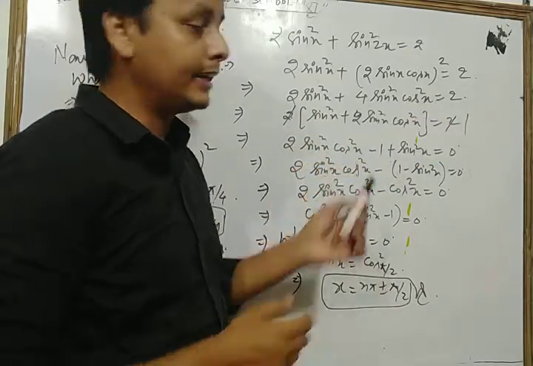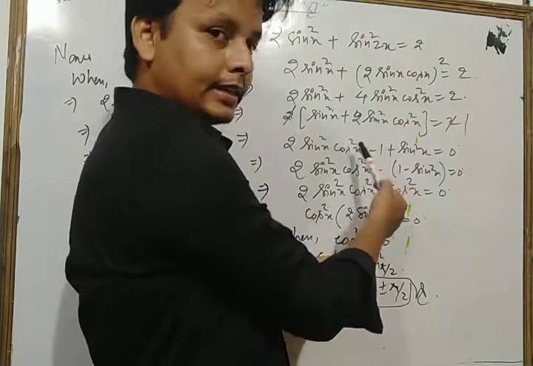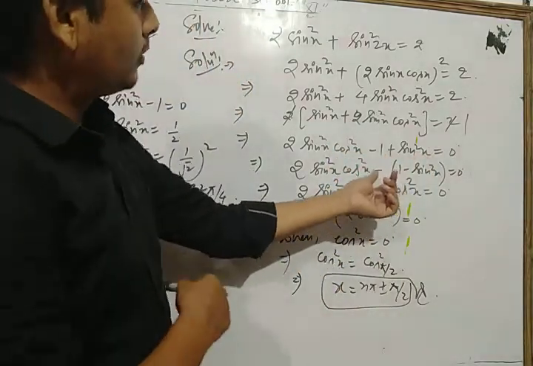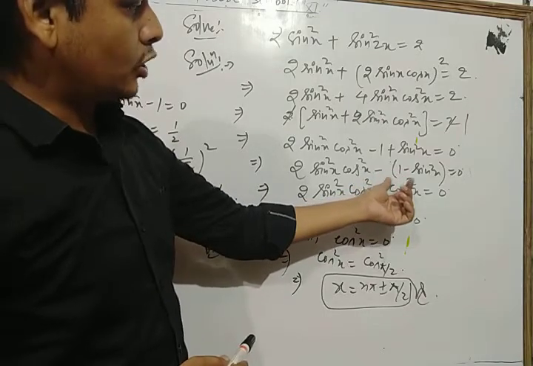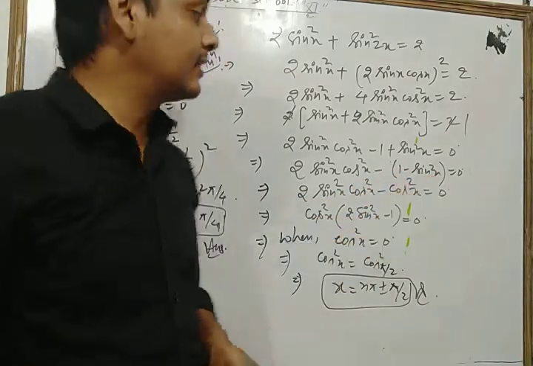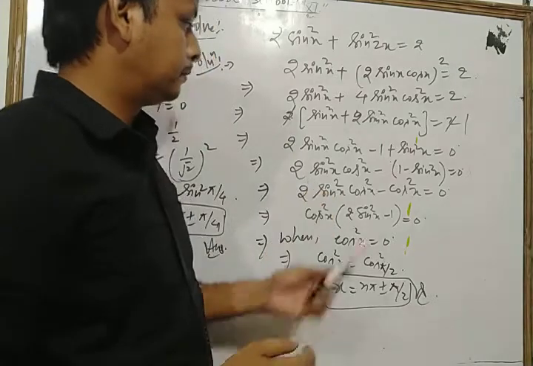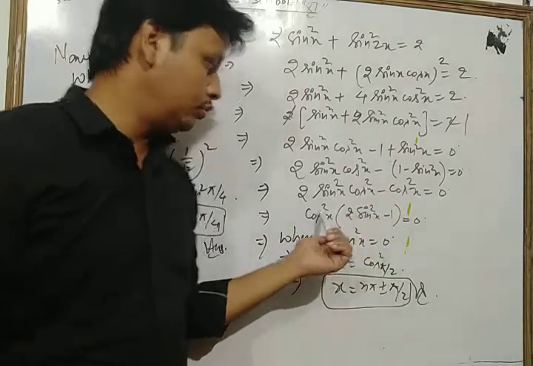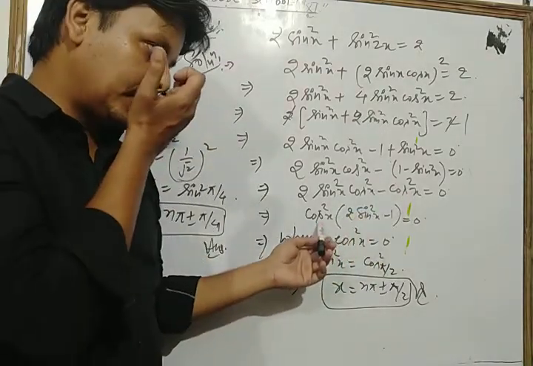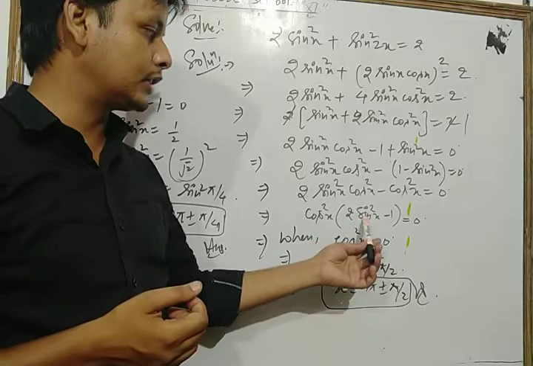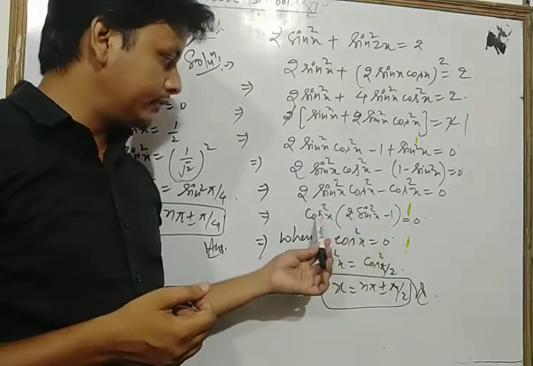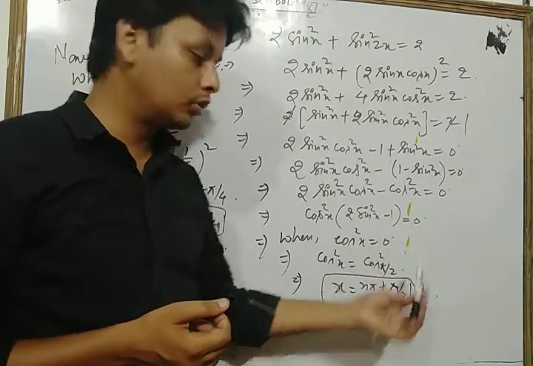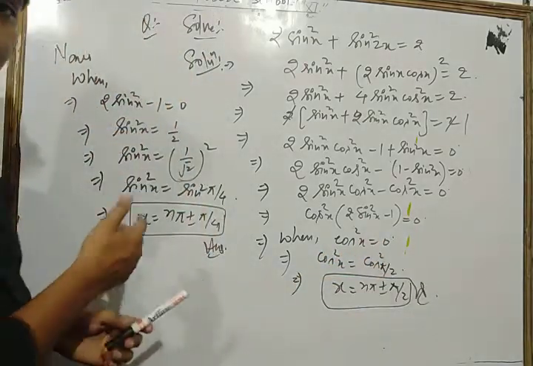2 sin square x cos square x, transfer that side, and here plus sin square x, as it is. Now here we take minus sin square x common, so we get 1 minus sin square x, and we know that 1 minus sin square x is cos square x. Now in both terms we take cos square x common, so we get cos square x into 2 sin square x minus 1. Now cos square x is equal to 0, and 2 sin square x minus 1 is equal to 0. After solving it we get our result.